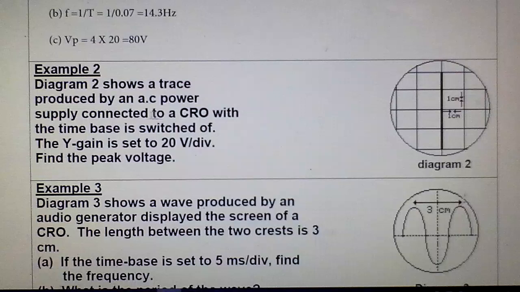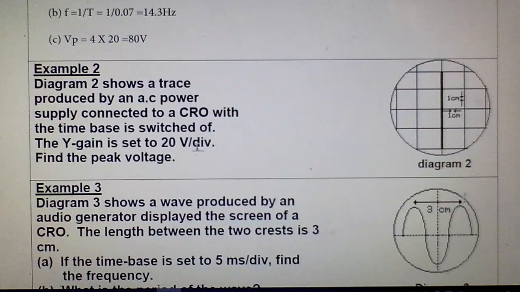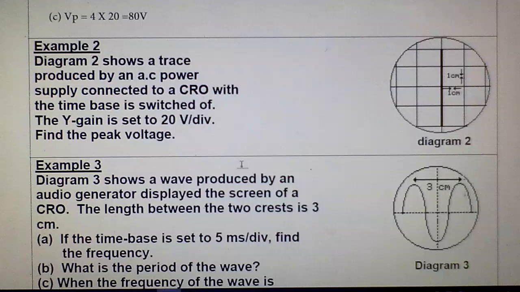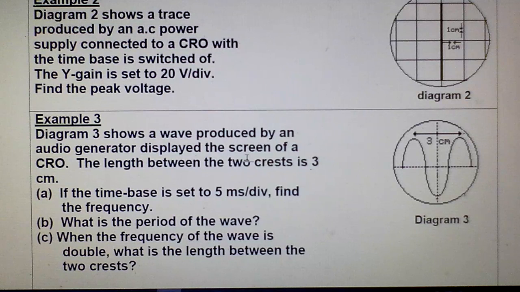Okay, second, example 2: the diagram shows a trace produced by an AC power supply connected to a CRO with the time base switched off. The Y gain is set to 20 volt per division. Find the peak voltage. I think examples 2 and 3 will become your exercise. You try to do it. Later, we will discuss the questions. So that's all.